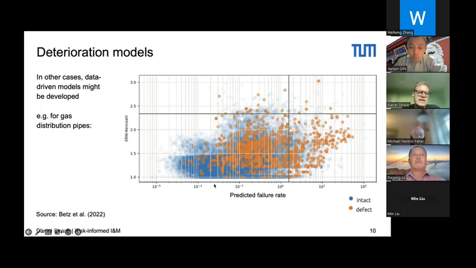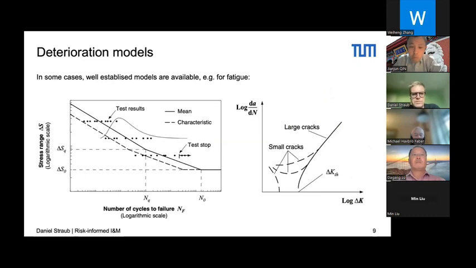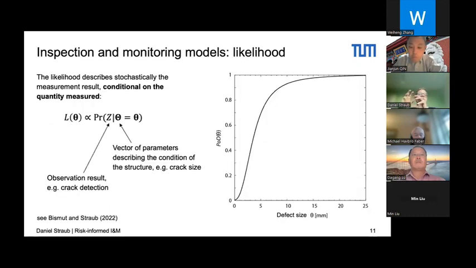So in some cases, we might have data and they allow us to learn these models. Still stochastic. Now, the second model type that we need in quantifying this decision problem is a model of the data collection. So the model of inspection and monitoring.